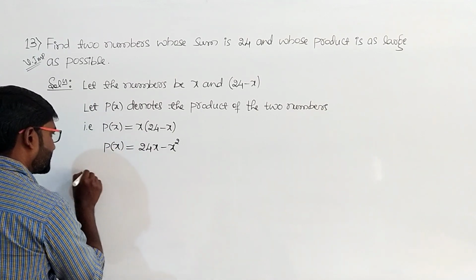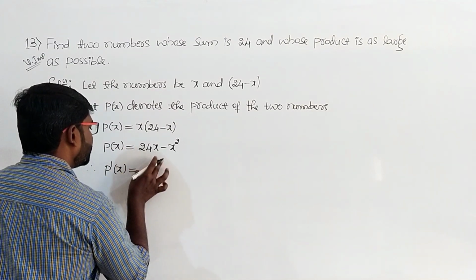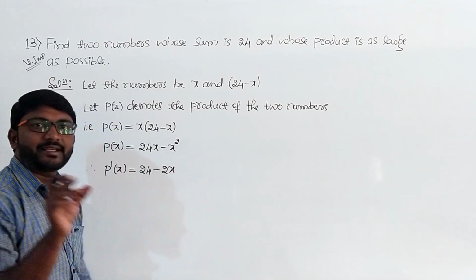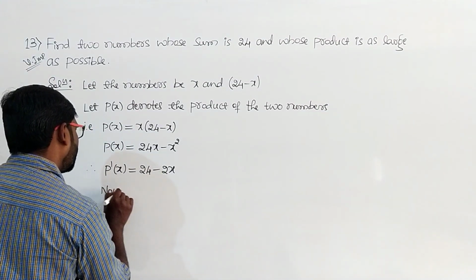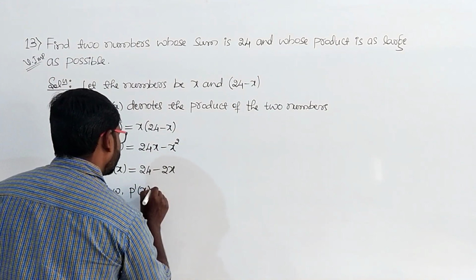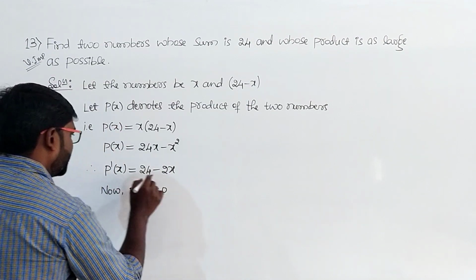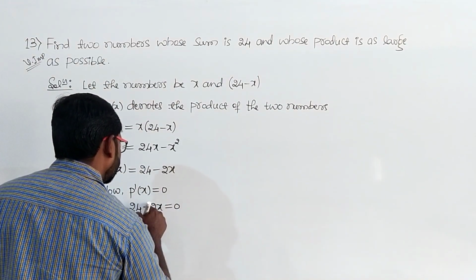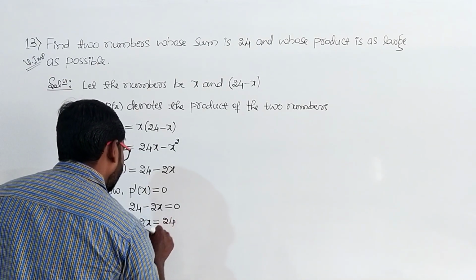Now go for the differentiation. We get P dash of x. Therefore, P dash of x equals, differentiating both sides, 24 minus 2x. Now to get the critical point, we will have to equate this with 0. So P dash of x equal to 0. Here you get 24 minus 2x equals 0, then 2x equal to 24, then x will be 12.